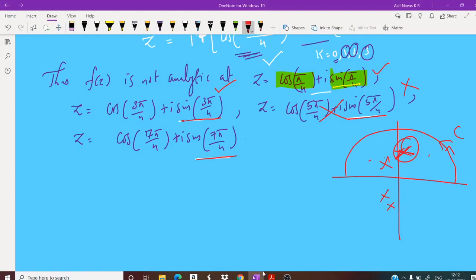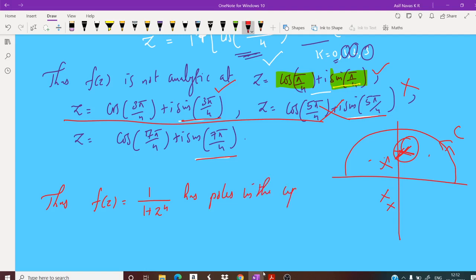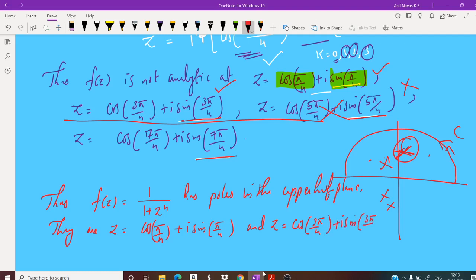So the only singularities or poles of f of z equal to 1 by 1 plus z raised to 4 in the upper half plane are z equal to cos pi by 4 plus i sin pi by 4, and z equal to cos 3 pi by 4 plus i sin 3 pi by 4. We have two points, right?